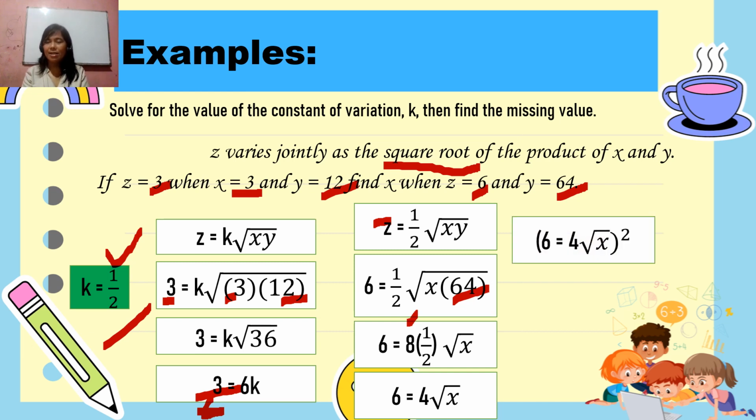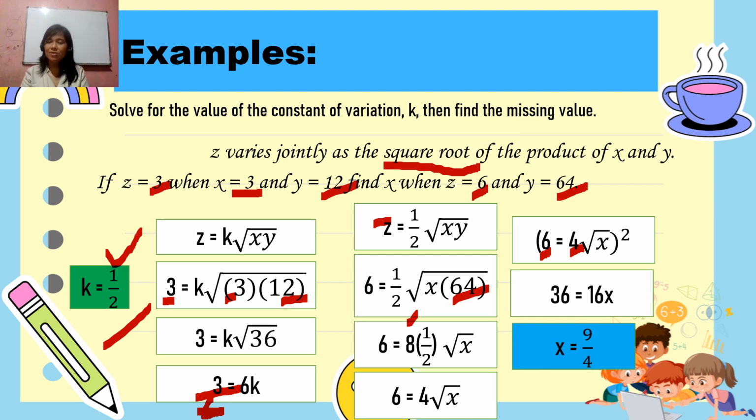Simple lang, ang gagawin mo is to square both sides of the equation para matanggal yung radical symbol, yung square root sign. Ngayon, pag nag-square ka, of course, itong 6 is 6 squared. So, that is 36. Yung 4 naman, 4 squared. So, that is 16. Tapos, tanggal na yung square root sign ng x. Okay, so you have 36 equals 16x. Tapos, divide both sides by 16. So, you have 36/16. Reduce mo na lang siya, divisible by 4 naman. So, you have a final answer of 9/4.